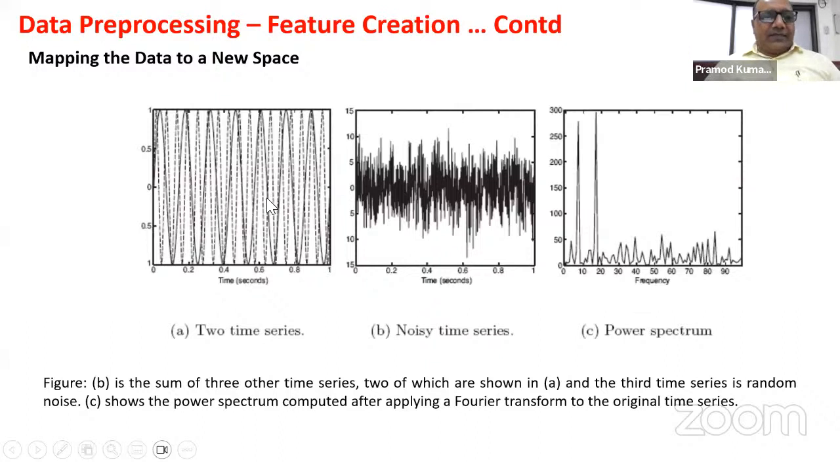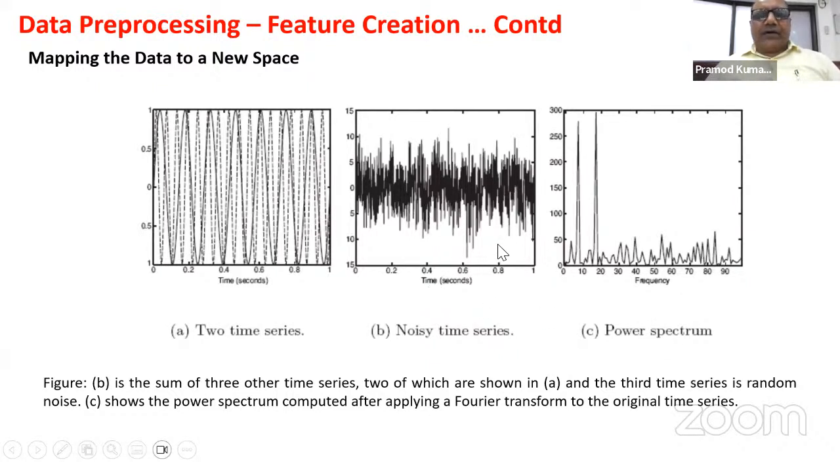Here it is easy to find out what the two patterns are. What happened is that random noise has been added into this. To understand it better: figure B is the sum of three time series, two of which are shown in A, and the third time series is random noise. So these two time series and a random noise have been added, and it has become this particular figure.